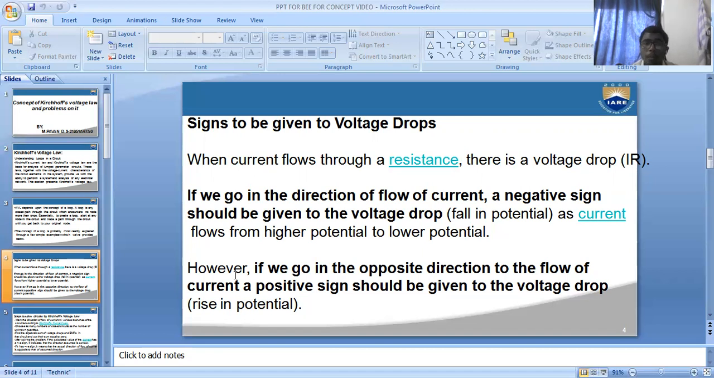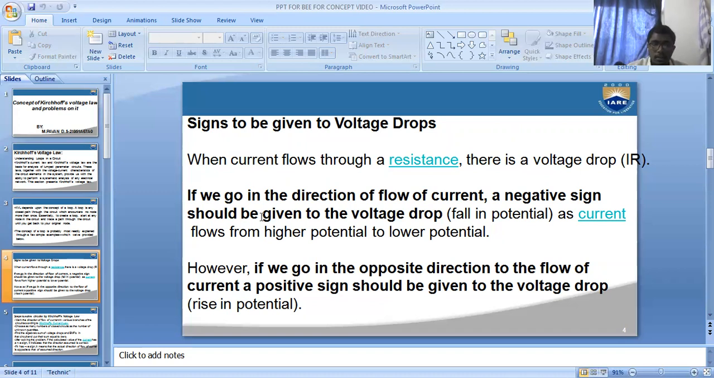When it is going in the opposite direction of the current, a positive sign should be given to the voltage drop. Normally it goes from higher potential to lower potential, but we are moving in the opposite direction, from lower potential to higher potential. Then we can give the positive sign to it. This is the sign convention we use in Kirchhoff's voltage law, based on whether we go in the direction of the flow of current or opposite to the flow of current. These are the two basic things.